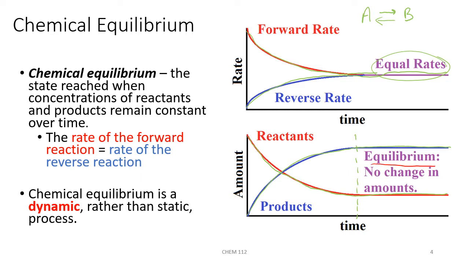Chemical equilibrium is said to be a dynamic rather than a static process. Dynamic means that reactants are still reacting and becoming products. Products are still reacting and going backwards and becoming reactants. It's just that there's no change in the amounts of them since the rate that it's happening is equal.